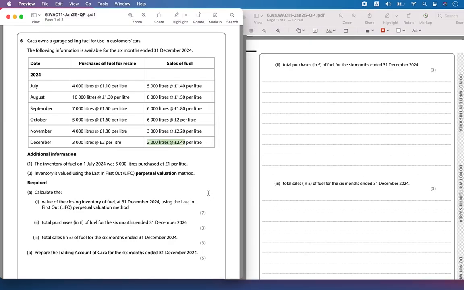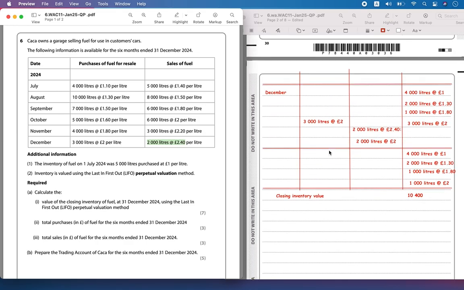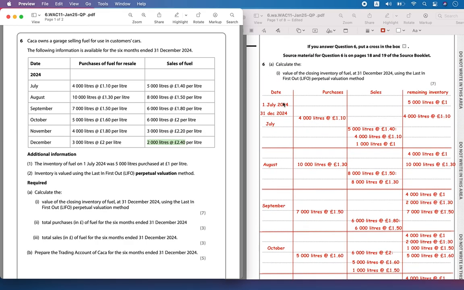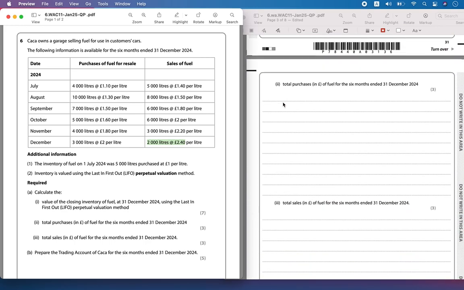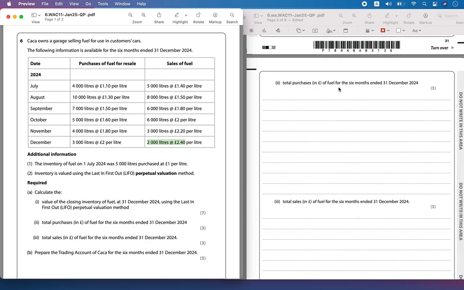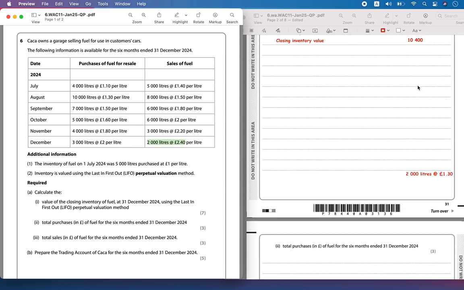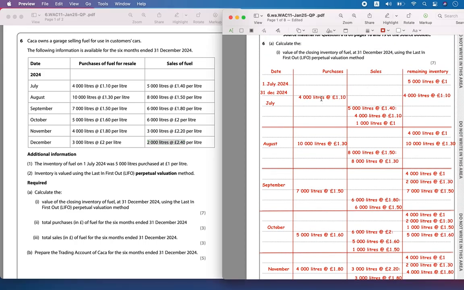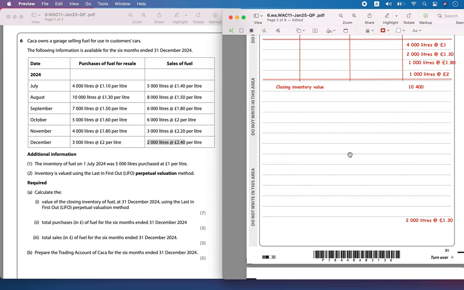Hello, today we are going to solve Jan 2025 question number 6. The LIFO inventory valuation part 1 is solved. Now calculate the total purchases of the fuel for the 6 months ended 31st December 2024. We have already written the values here, so we just have to add them up.